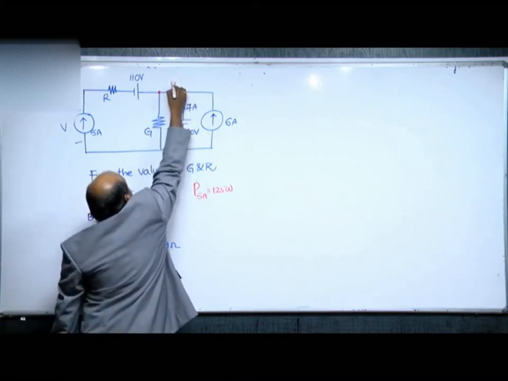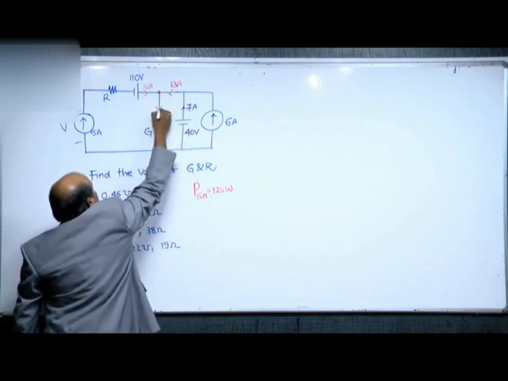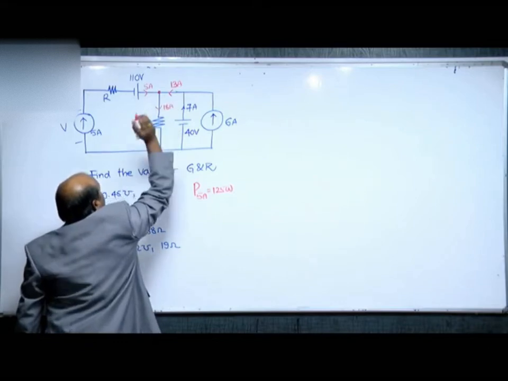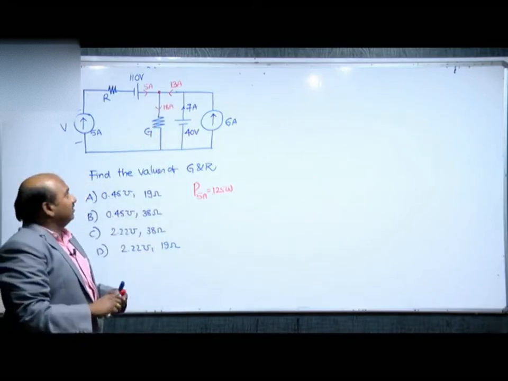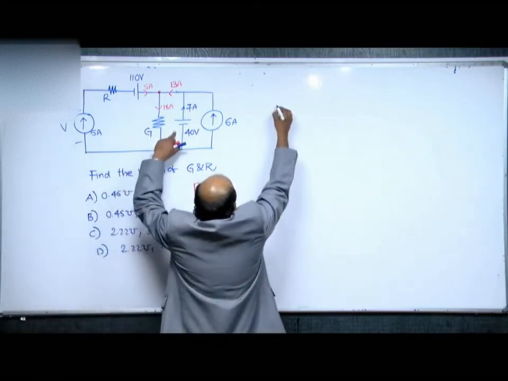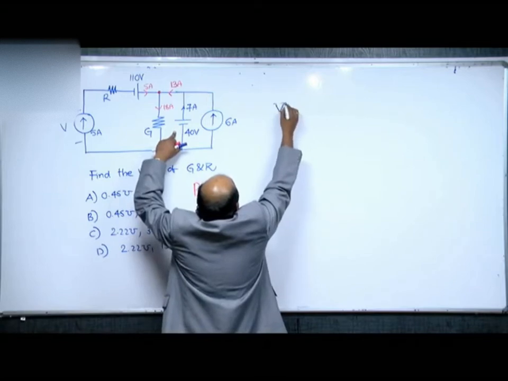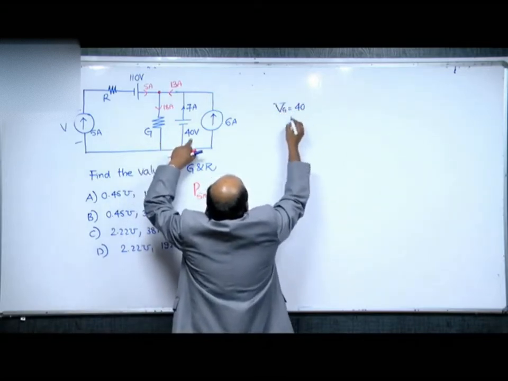Now, this current is 13 amperes and this current is 5 amperes, and the resultant current here is 18 amperes. Now, these two are connected in parallel. That is why, in parallel, you know that voltage is the same. The same voltage, the voltage across conductance G, is given here as 40.